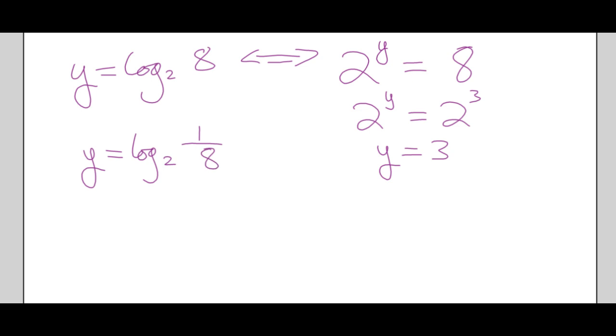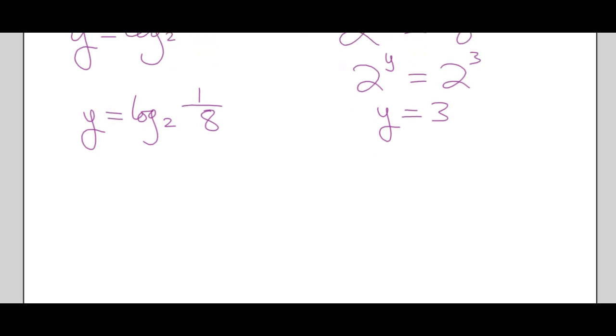Okay, y is equal to log base 2 of 1/8. What's the answer? All right, so you should start off by saying, I'm not sure, right? So let's change it, because log form is hard, right? Got the word log in there. I want to have a form that doesn't have words.